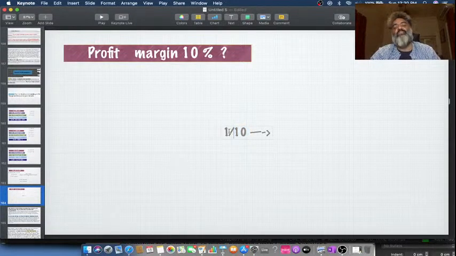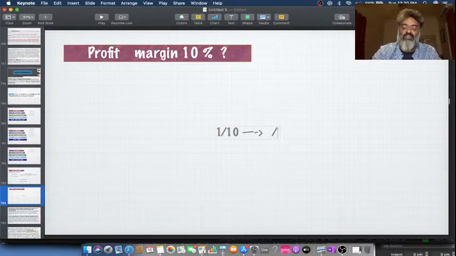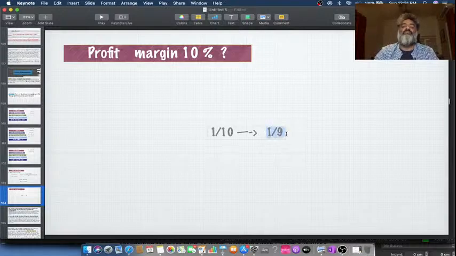What is 10? The selling price. What is 1? The profit. So what would be the cost price? It would be 9. 10 minus 1. And the profit will remain the same. So my profit percentage is going to be 1 by 9 or 11.11%.